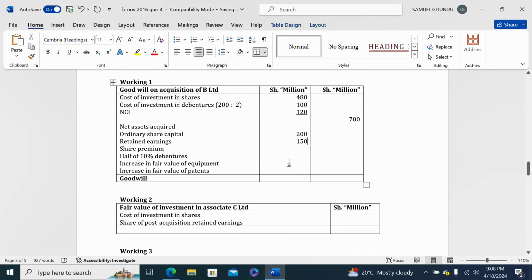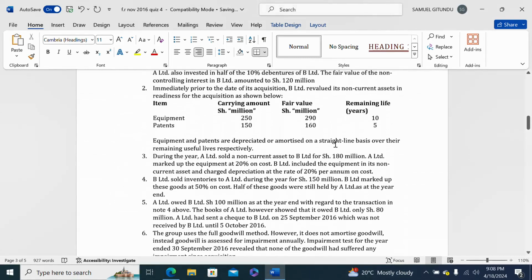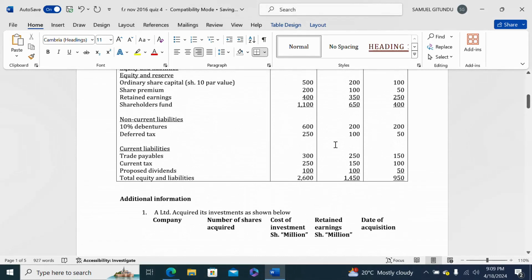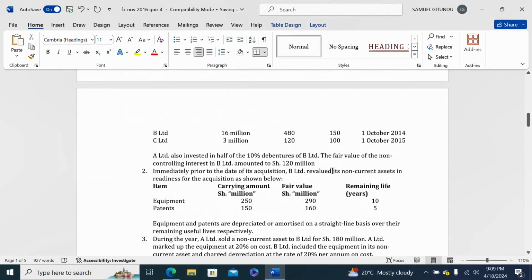Then we go to the share premium. How much is the share premium? The share premium in B was 100 million.